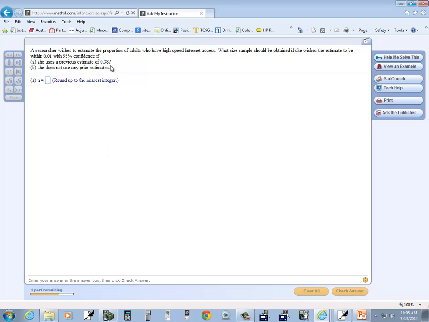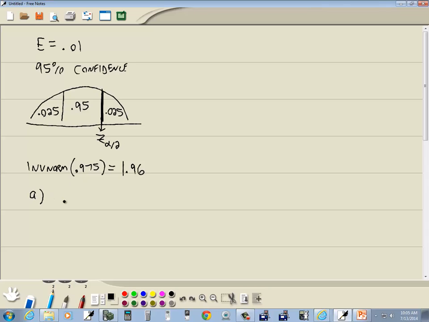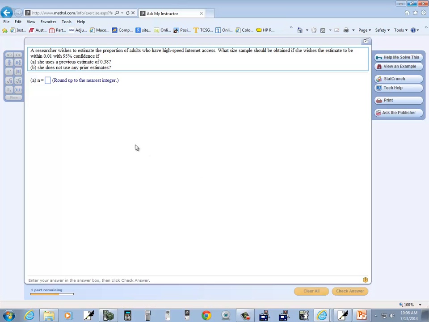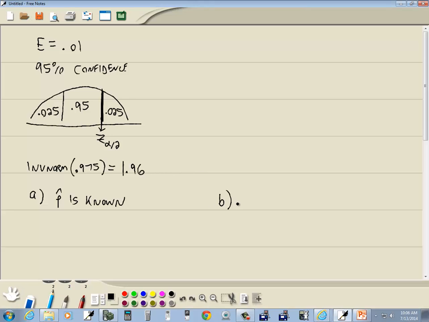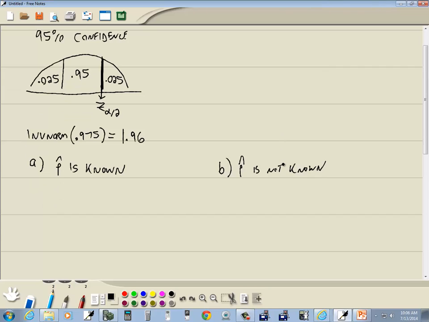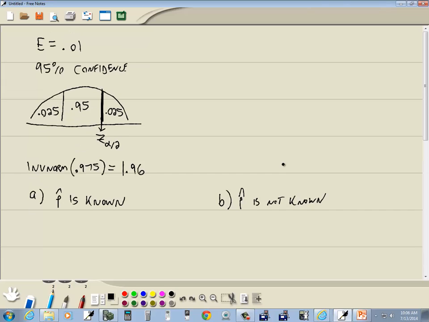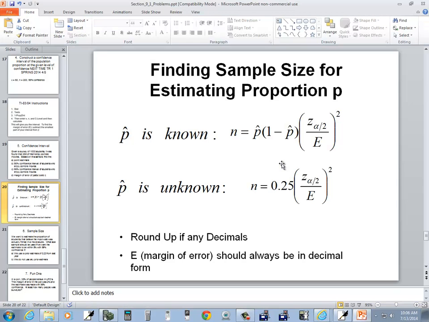Uses a previous estimate of 0.38. Now in A, previous estimate is referring to p hat. P hat is your previous estimate. So previous p hat is known. Now B says she does not use any prior estimates. So on this part, p hat is not known. So if they refer to a previous sample, previous study, something, then they're giving you p hat. Okay. Now, if you're given p hat, then you're going to use this formula. And if p hat's unknown, you're going to use this formula.